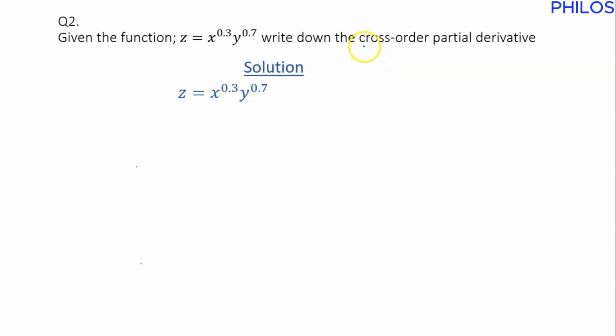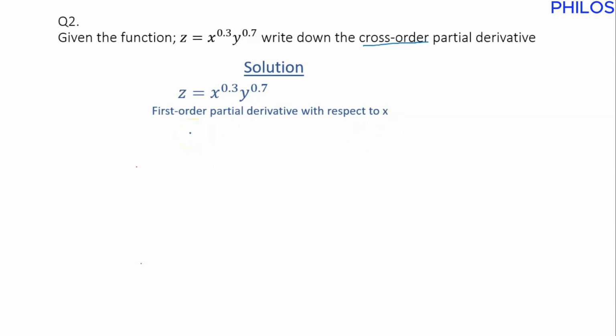Now the question asks us to find only the cross-order partial derivative. But you can't easily get a cross-order partial derivative without knowing the first-order partial derivative of either x or y, either of them. So for that matter, you need to find partial z, partial x, or partial z, partial y before you can find a cross-order. So I have decided to find partial z, partial x. Okay, so for the first-order partial derivative, you can choose to find yours with respect to y. Our cross-order answer will be the same.